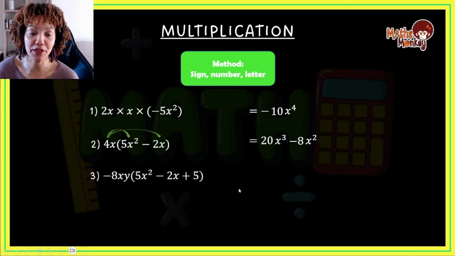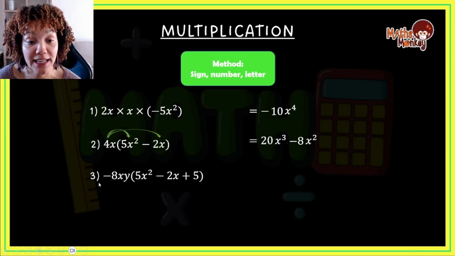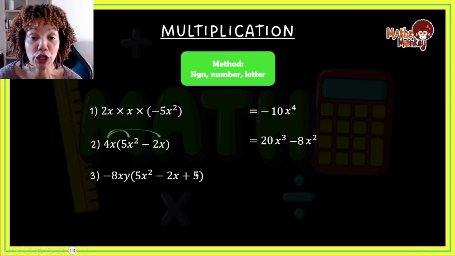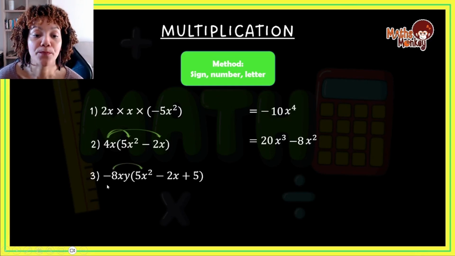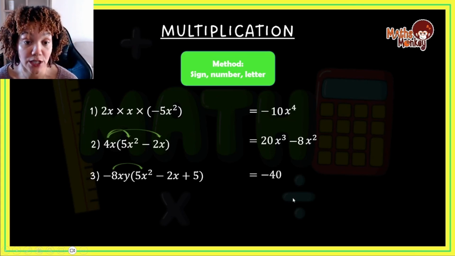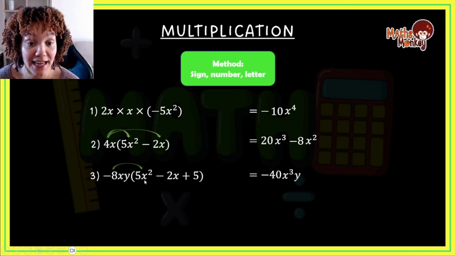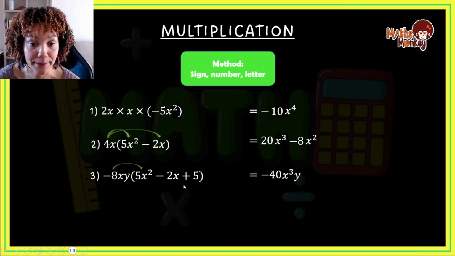Right, number 3, again we've got one term multiplied by 3 terms, so again we have to take this one term and multiply it by each of the terms inside the bracket using the sign, number, letter method. So let's start. Here we've got negative times positive is a negative, and 8 times 5 is 40, so it's negative 40. If I look at the variables, I've got 2 x's there and 1 x, which will give me 3 x's, and then I've got 1 y.